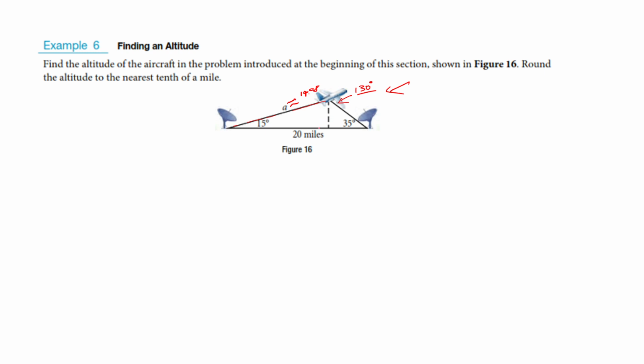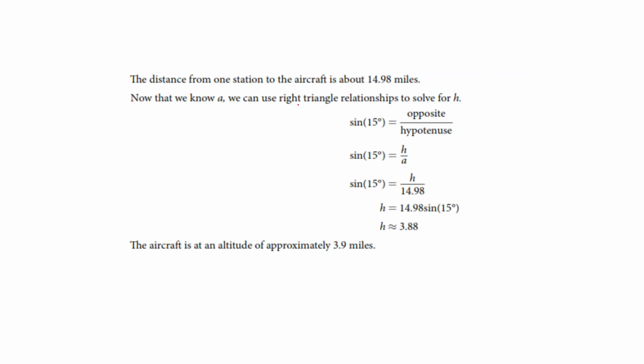Now what has that done for us? Well, now we have this right triangle here. We want to find this height. Sine is opposite over the hypotenuse, which we now have. So sine is opposite over the hypotenuse, and opposite is the height that we're looking for. Crunch this down, we get 3.88.